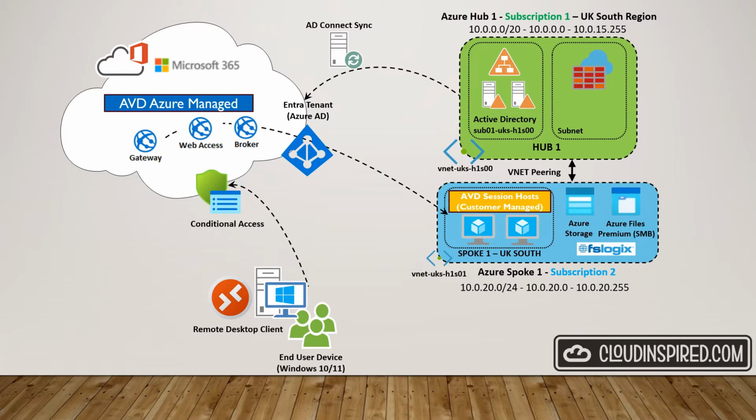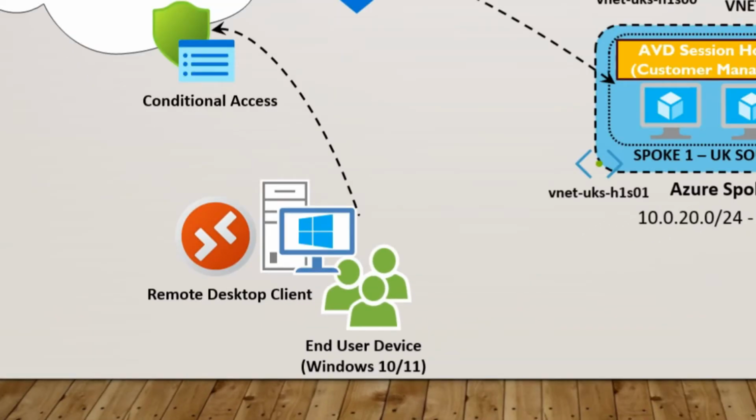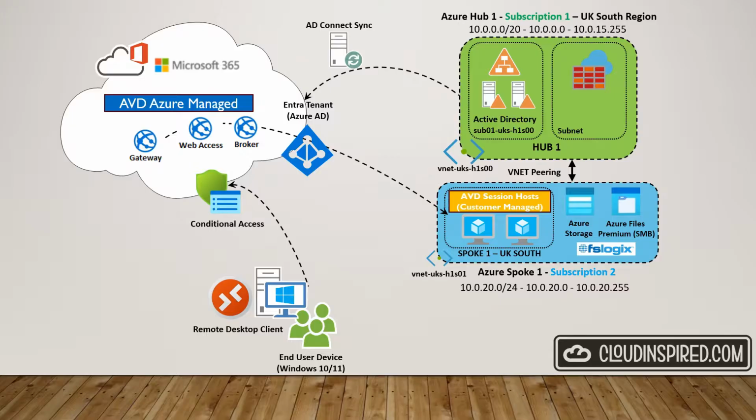The only part we manage is our own session host virtual machines, which are Windows 10 multi-session in the spoke network as shown, and it contains all our company apps installed within that VM. Then we can connect using secure port 443 from our end user devices with the Remote Desktop client installed, and Azure Virtual Desktop works across devices including Windows, Mac, iOS and Android.